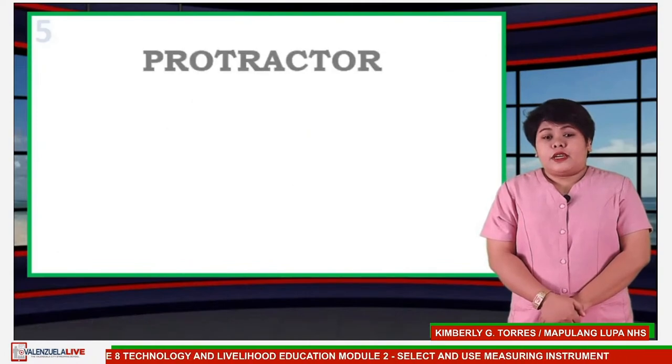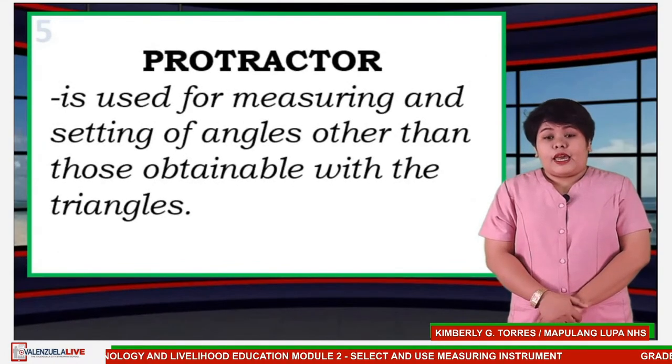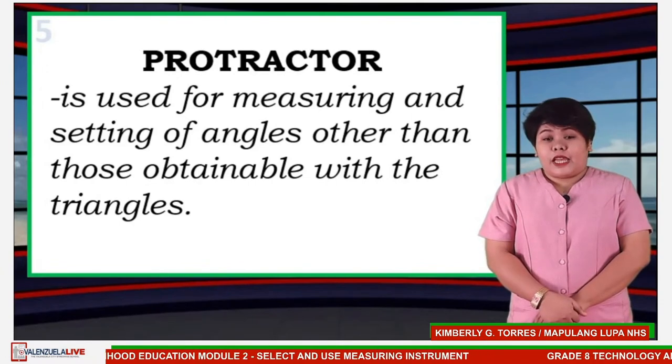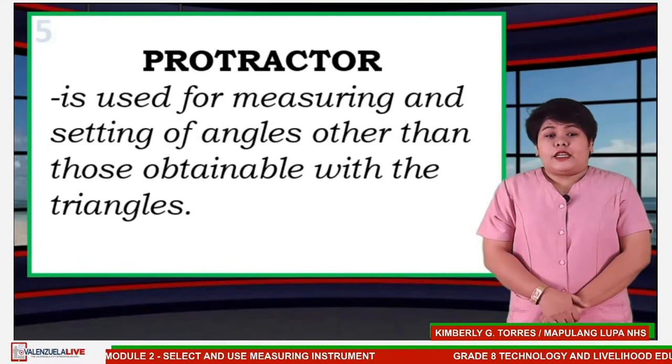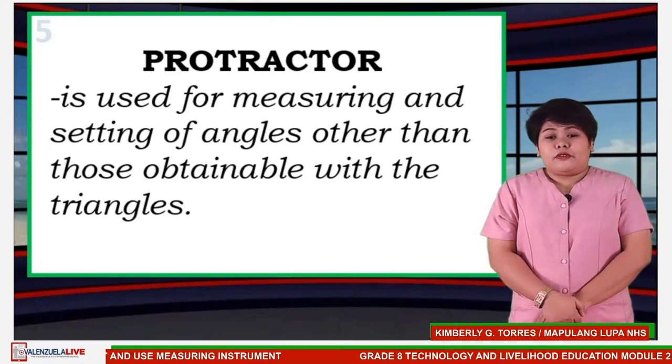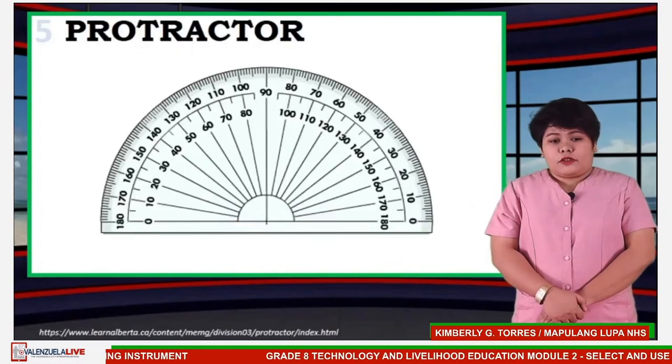Protractor. It is used for measuring and setting of angles other than those obtainable with the triangles. It is typically in the form of a flat semicircle marked with degrees along the curved edge. Here's a picture of a protractor.